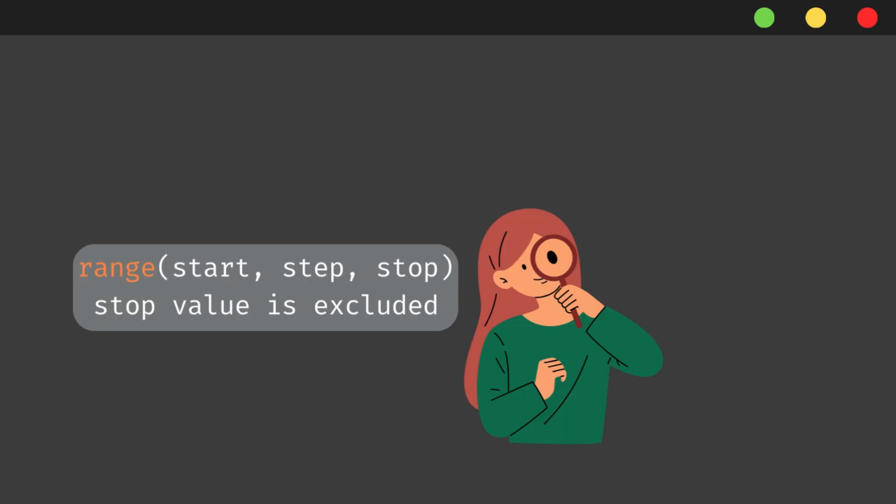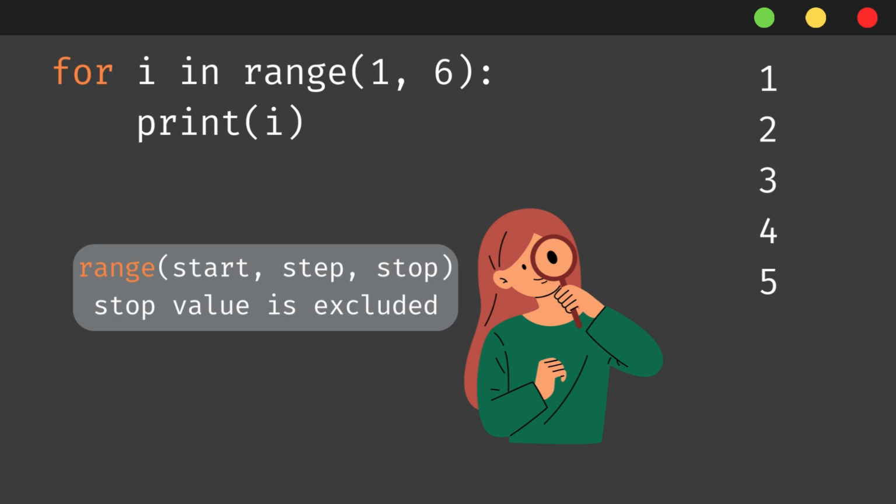We can also use a for loop with a range function to repeat a task a specific number of times. For example, if you want to print numbers from 1 to 5, here's how you can do it. For i in range 1 to 6, print i. The range 1, 6 generates a sequence of numbers from 1 to 5. The loop runs for each number in the range, printing them one by one.